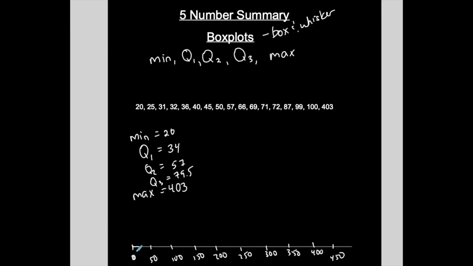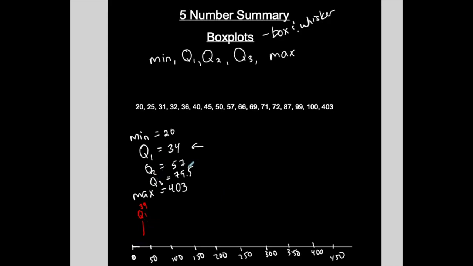So let's start with the box. The box starts at Q1. Q1 is the start of your box for your box and whisker plot. Let me do it in red. So at 34, so approximately here. Now it's not going to be perfect, but I like my students to write the actual number, because obviously you can't see it perfectly. So this is the beginning of my box.